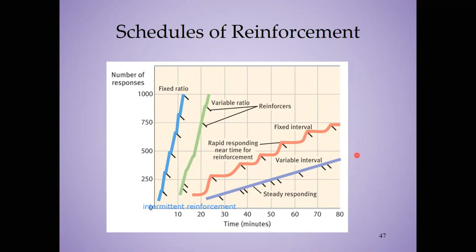It's better if we want our people to be working constantly to use a variable interval schedule. So how would you do that? As a manager, you just what? Pop in at random times so that they can't predict when you're going to come. And this then will have people continuing to work consistently.